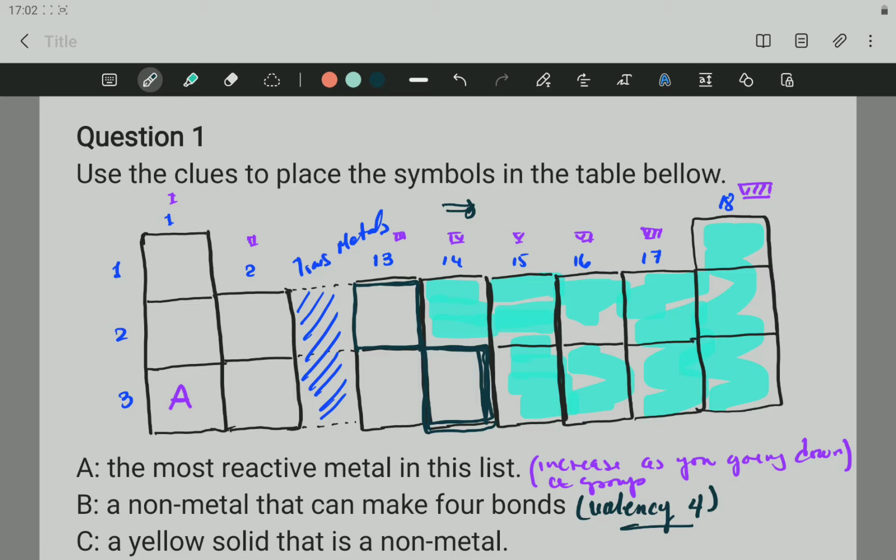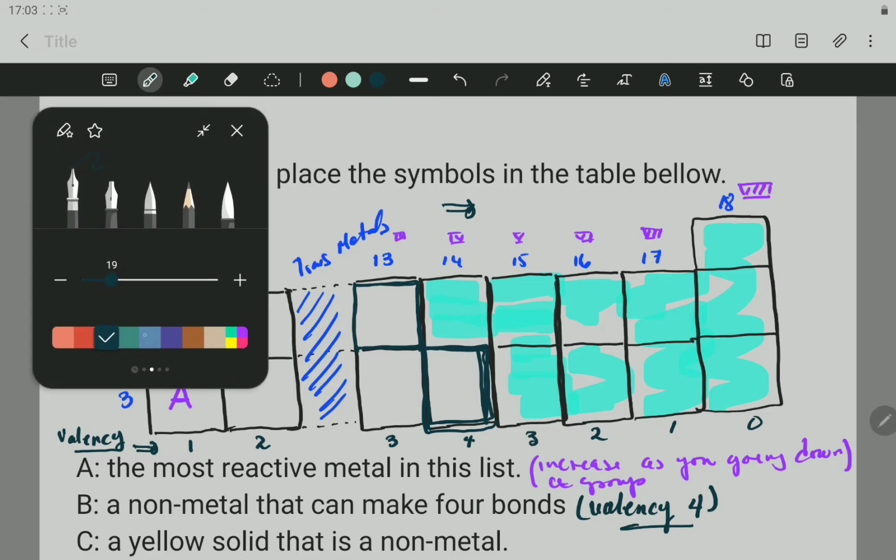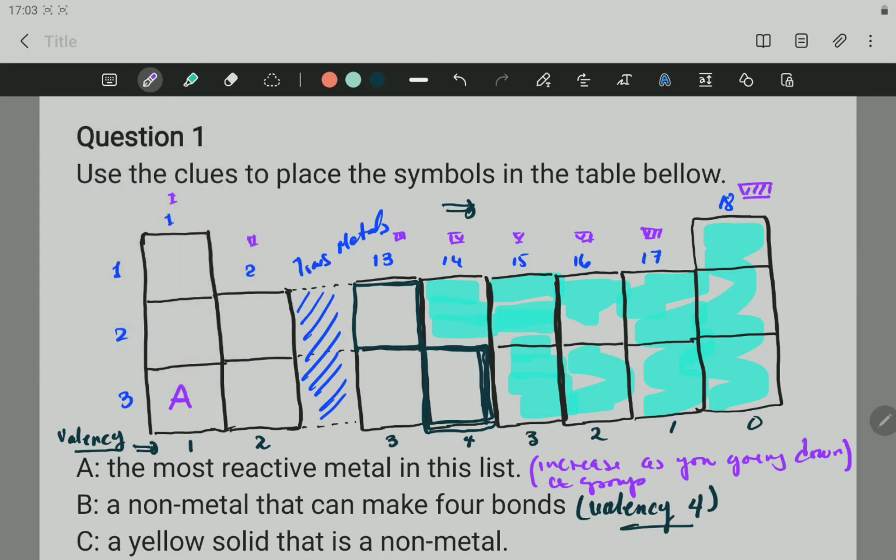Okay, so for valency, I'm going to write it perhaps here at the bottom. Valency for the groups would be 1, 2, 3, 4, 3, 2, 1, and 0. That is the valency of all the elements in that specific group. We are looking for a non-metal that can form 4 bonds, that has a valency of 4. The only option is going to be the non-metal in group 14. So this one is going to be element B.